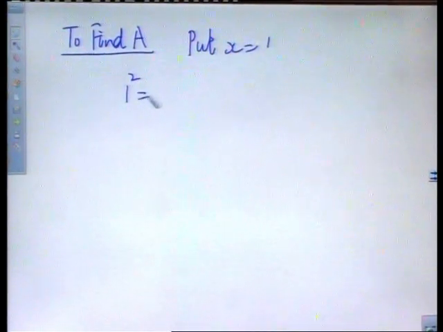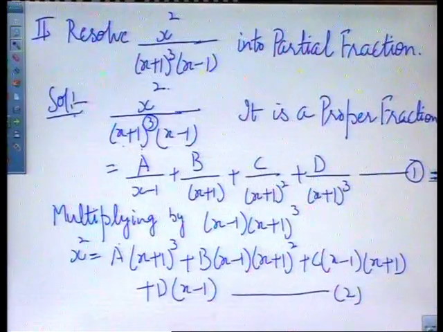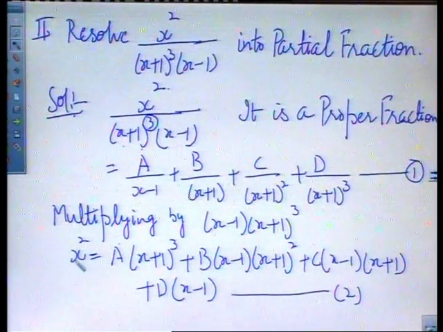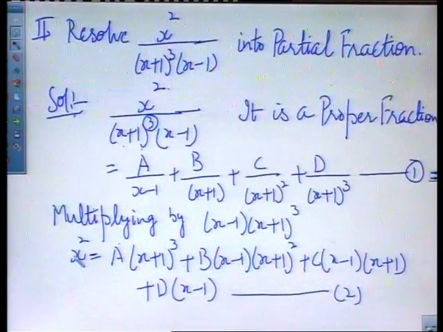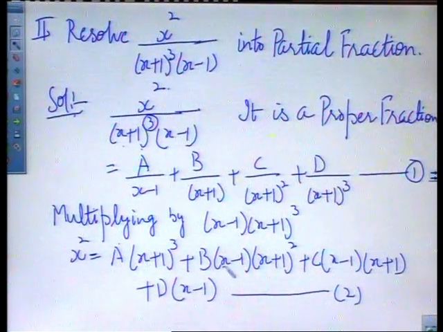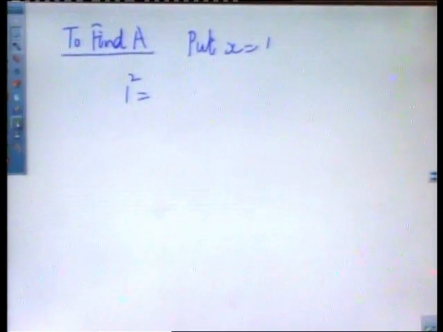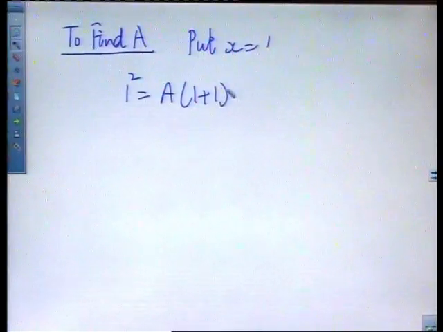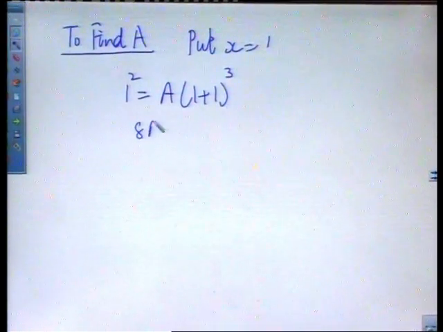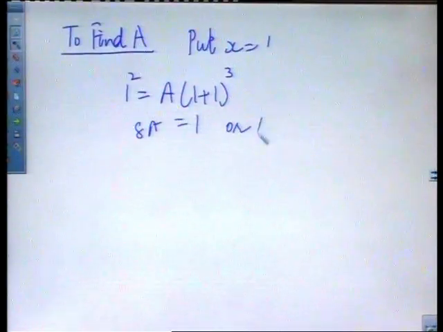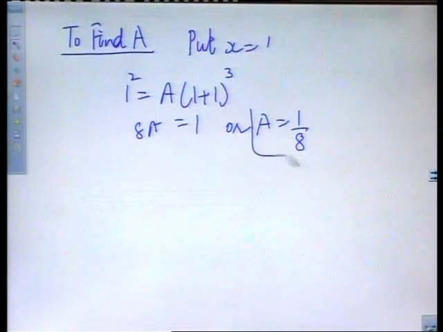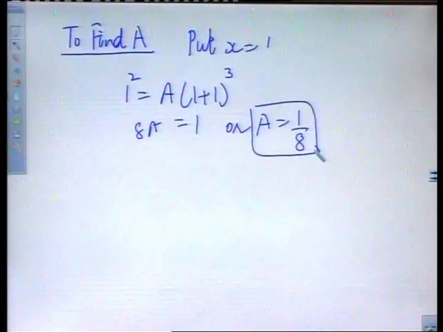1 square. Let us check what was our equation. This was our equation. When we put x is equal to 1 here, we get 1 square. Here we will get 1 plus 1, 2 cube, that is 8A. But when we put 1 here, this becomes 0. All other terms will be 0. So, we get 1 square is equal to A into 1 plus 1 cube. This is 2 cube, that is 8A is equal to 1, or the value of A comes out to be 1 over 8.